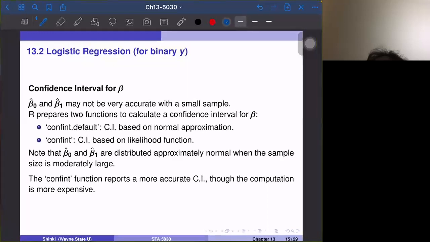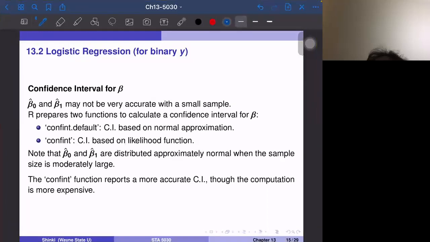Hi, let's continue this section, 13.2. Now that we have more detailed information on the estimated model in logistic regression, the first topic is the confidence interval for beta.